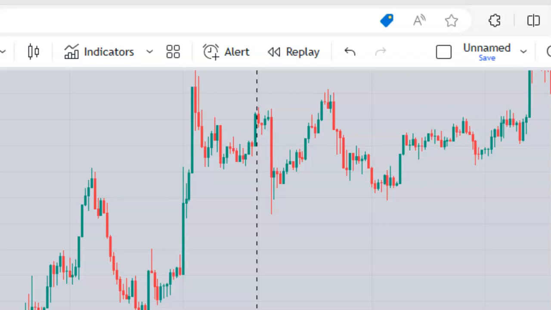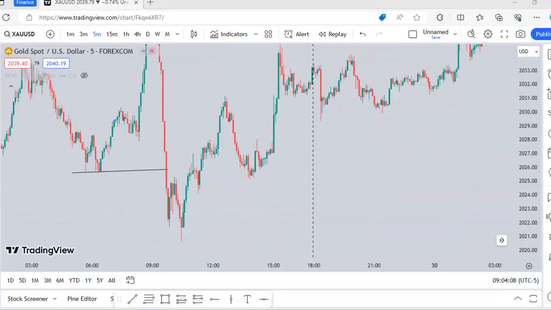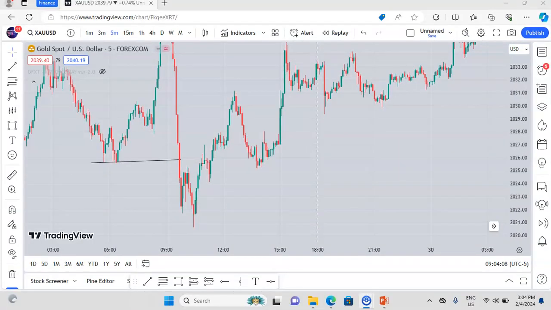Now, why are there some that, when they break, you don't see it happen in one candle? A majority of the ones I'm seeing here are in one candle because gold has a lot of volatility. It moves very fast. It moves very, very fast compared to other pairs. And that's one of the reasons why I even love trading gold.